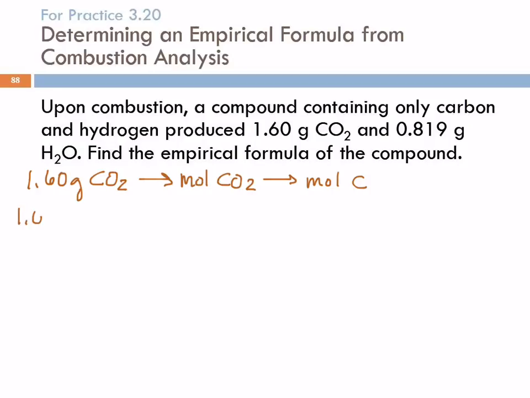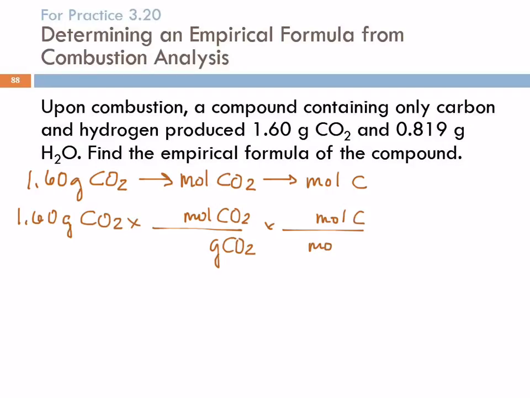So 1.60 grams of CO2. We're going to convert to moles of CO2, and that's going to use the molar mass. And then we're going to convert to moles of carbon. And that's a relationship that we get from the chemical formula. This is the easy one. We look at the formula. How many carbons? 1. So there's 1 carbon in 1 CO2.